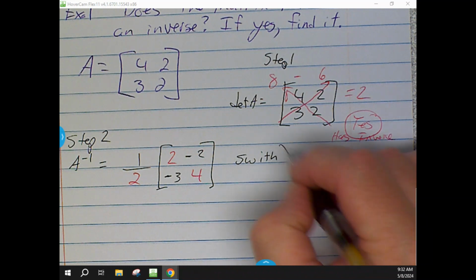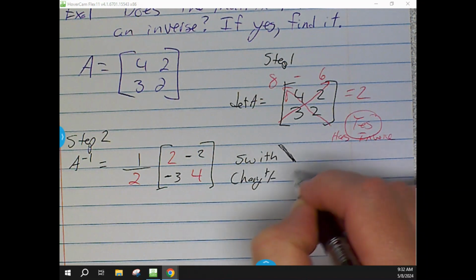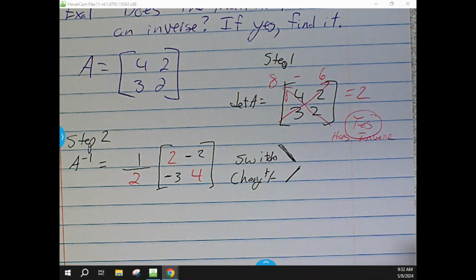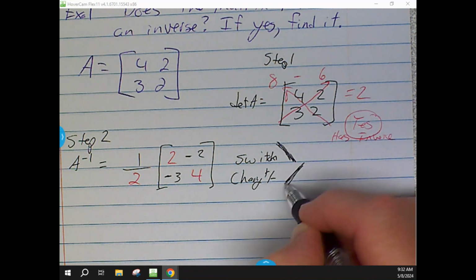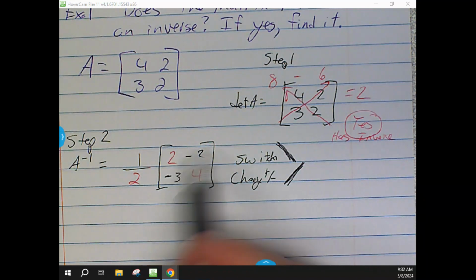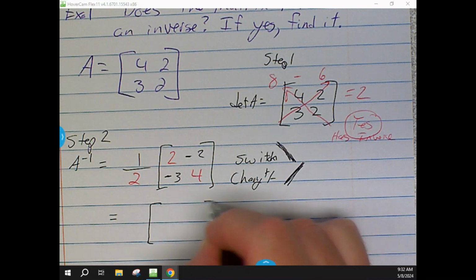So we're switching this diagonal. We're going to change the signs on the other one. So you're going to switch the diagonal going this way, and you change the plus-minus signs of the diagonal going that way. Okay, now with a half, that means you have to take every single number in here and multiply it by half. So that's just a scalar is what that one is.